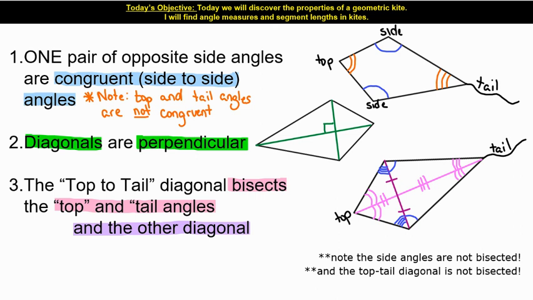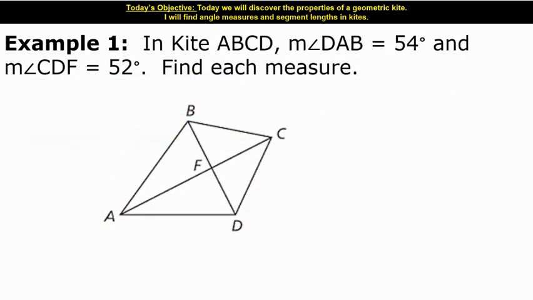All right, let's see if we can apply these properties. Example 1, in kite ABCD, the measure of angle DAB equals 54 degrees, and the measure of angle CDF equals 52 degrees. Find each measure. So the first thing I'm going to do is label my figure with the tail, the top, the side, and the other side.